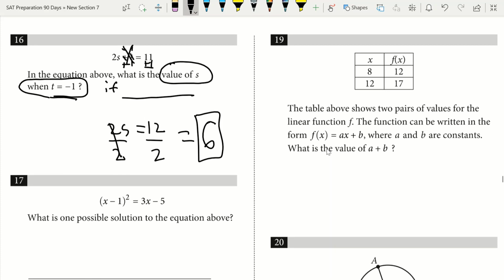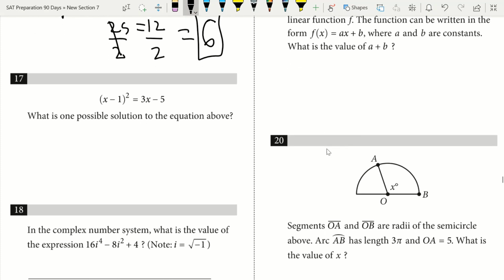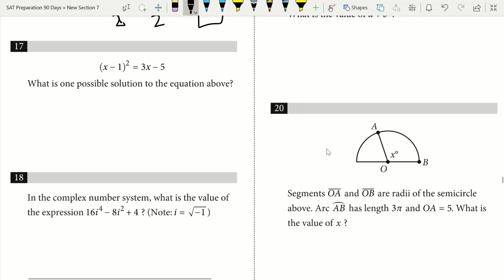As far as tips to put in your notes there, make sure we're looking out for the value, so what we have to answer with, and also making sure that we're circling these when or if statements. After that, it was just using algebra to solve. Question 17, what is one possible solution to the equation above? Whenever I see one possible solution, that's indicating to me that there may be multiple, so I just have to make sure I answer with one of them. All right, so what's one possible solution to the equation above?